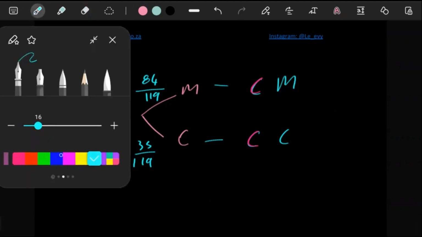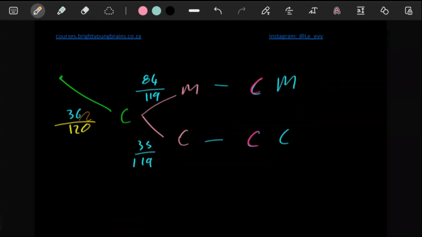remember how this works, it's just gonna be this here multiplied by that value. So what is that gonna look like? 36 over 120, the whole thing multiplied by 84 over 119. That's like 18 over 85. So this multiplied by this is giving us 18 over 85, which is very crazy.